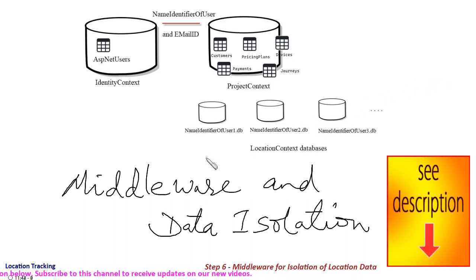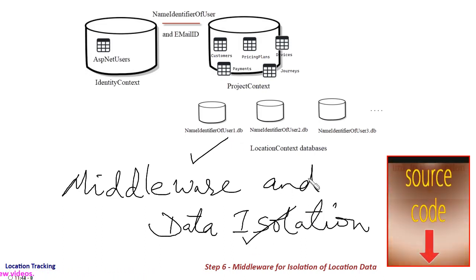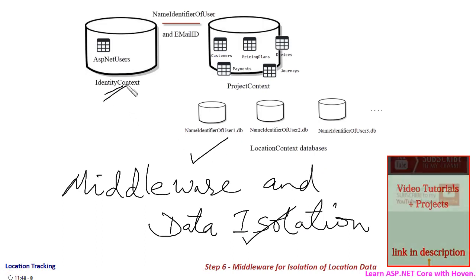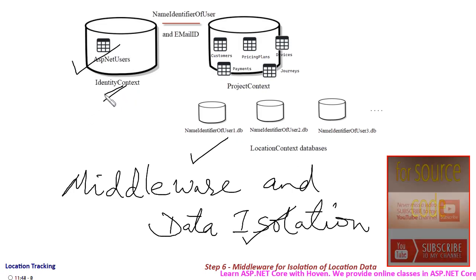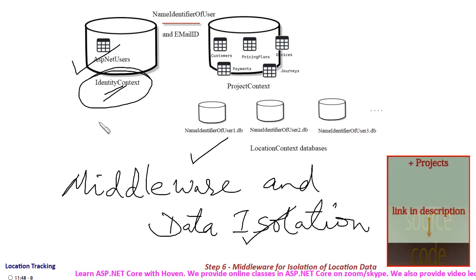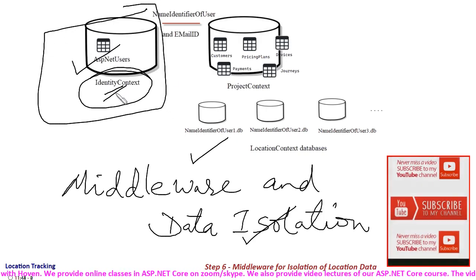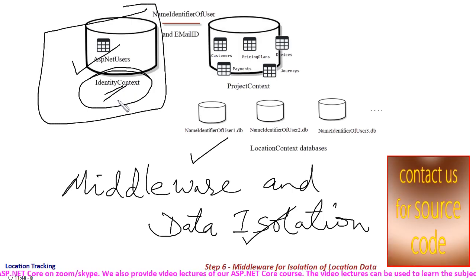In this tutorial, we discuss the middleware, why we need it, and what the question of data isolation is in this project. If you recall, we have an identity database. This database contains the user data for password, etc. And this is in an identity context that we have already discussed. This data has been kept separate because we do not want our identity database to be mixed with other custom databases that we are going to add to our project.